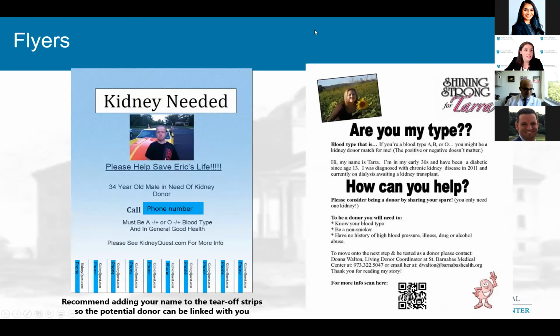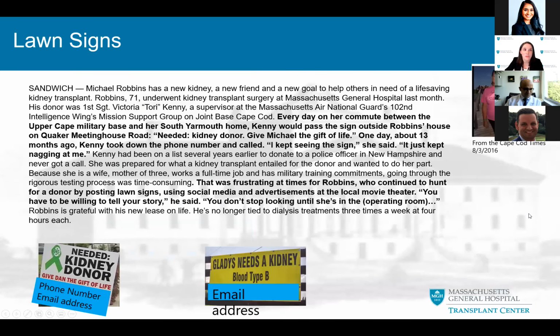Flyers, these are some examples of what the flyers can look like. I will say, I did try to get rid of all the phone numbers here. Putting the blood type is not entirely necessary, but having the tear off strips is not a bad idea, especially if someone just wants something quick that they can look at later. The potential donor is going to need to know what your name is. So if you have tear off strips, putting your name on that tear off strip would be helpful, or providing a link to a website that they can go to.